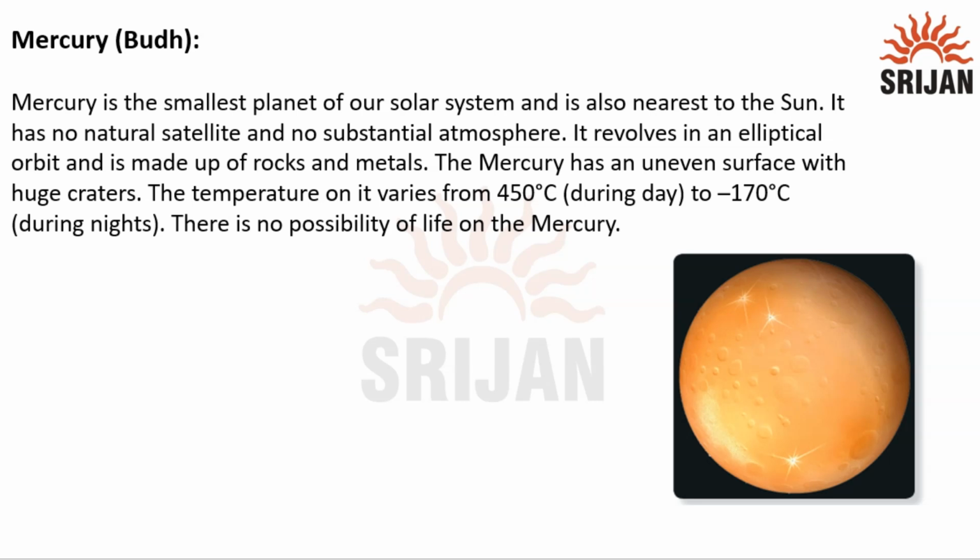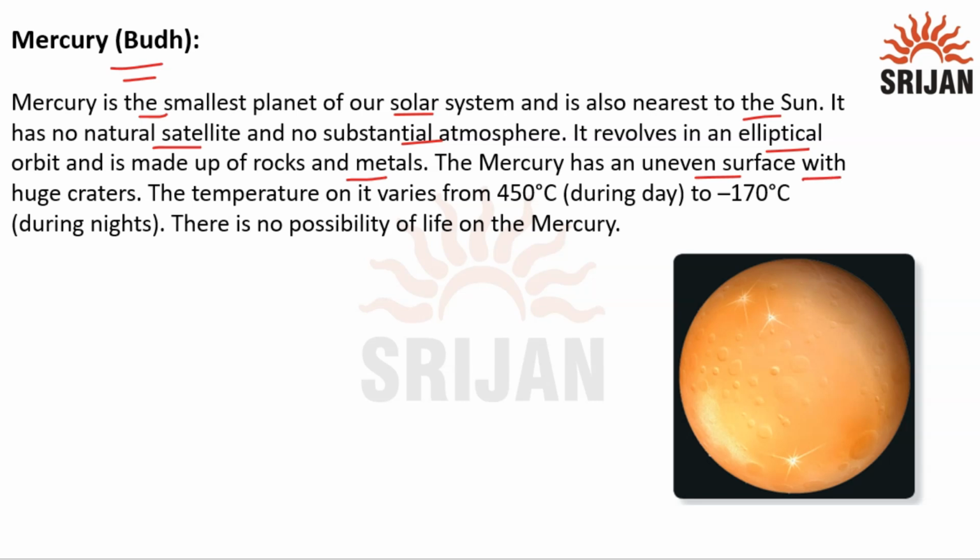In this video, we will learn about different planets, and we will discuss them. So first is Mercury. It is the smallest planet of our solar system, nearest to the Sun. No natural satellite, no substantial atmosphere, revolves in an elliptical orbit, made up of rocks and metal.